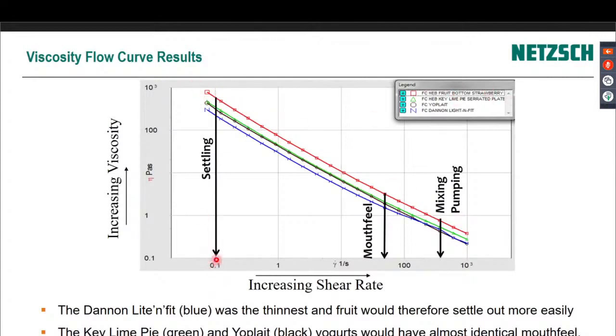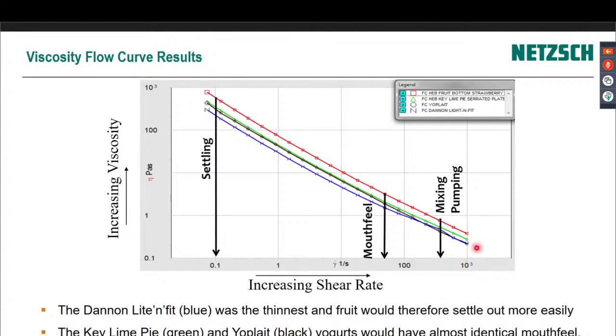So we can see here from the low shear viscosities how it might sediment or settle. I mean, maybe you should have gone lower and lower to get to the really low shear, but it's going to give you a good indication at 0.1 of the order of these sedimentation stability. And obviously the fruit on the bottom is thickest, so it's least likely to settle.